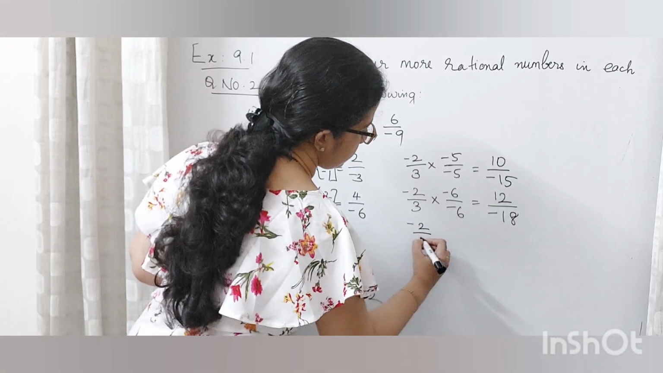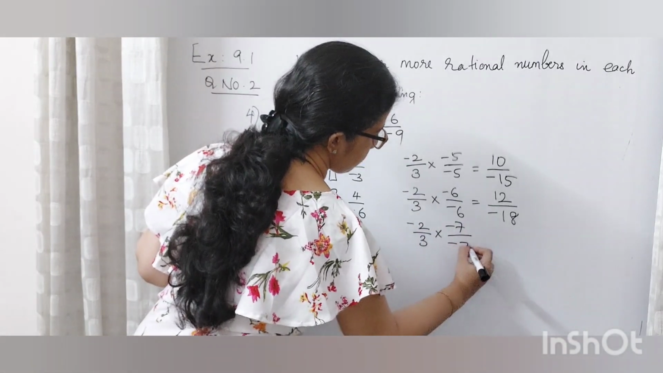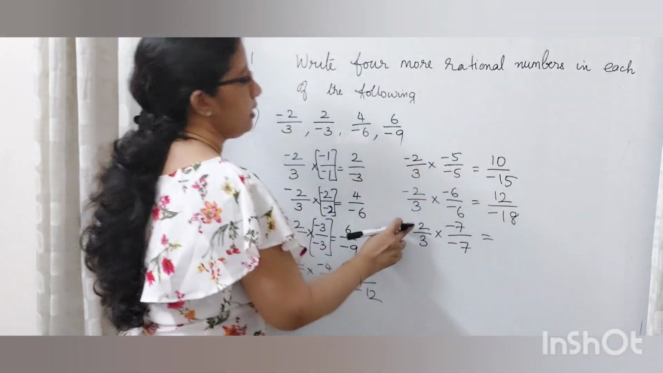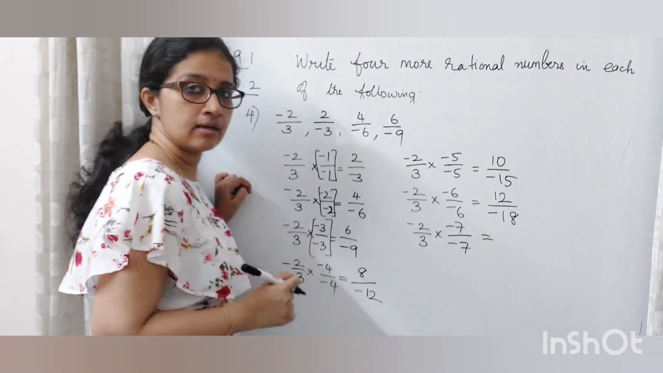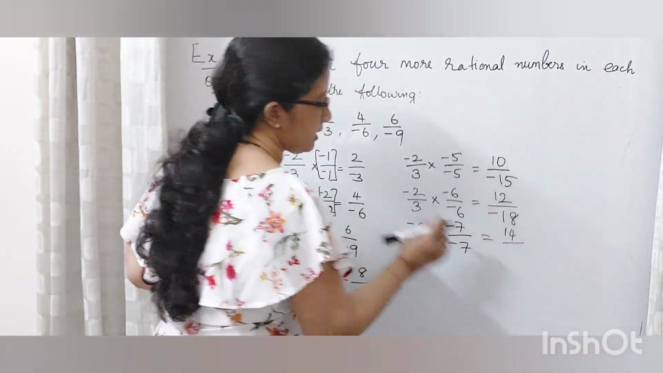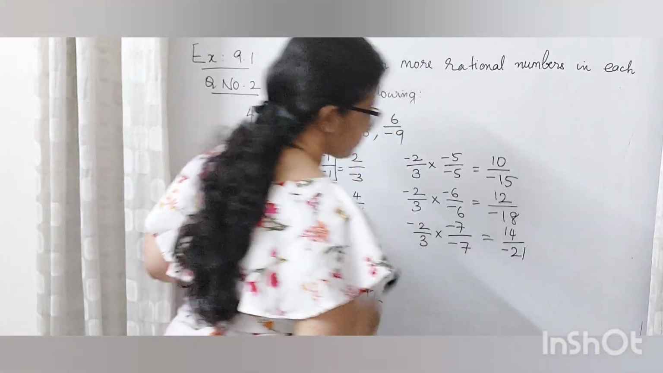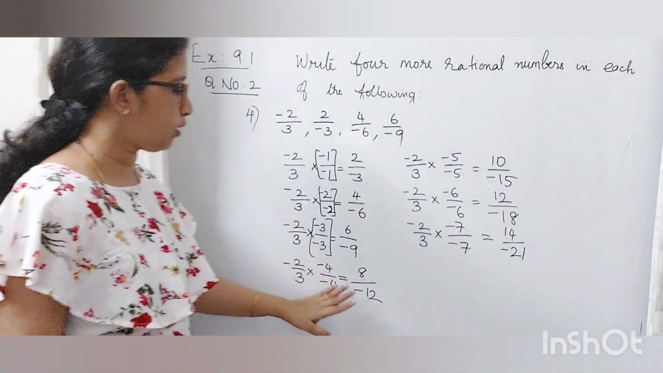Minus 2 by 3 into minus 7 by minus 7, if we do, what will you get? Minus 2 into minus 7 is plus 14. 14 by 3 into minus 7 is what? Minus 21. Okay, so you have got 4 numbers.